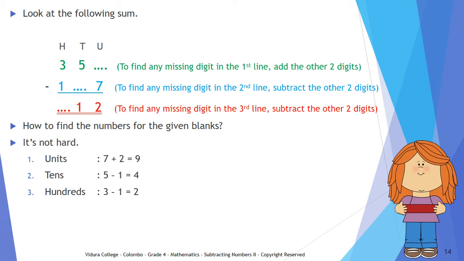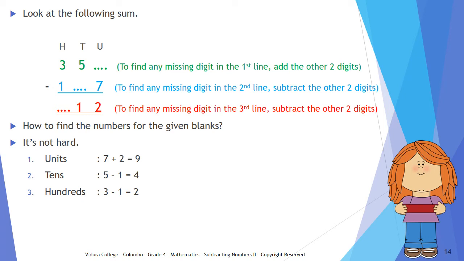Okay. Now moving to the blue color line. To find any missing digit in the second line, subtract the other two digits. What are the other digits now? 5 and 1. So you have to subtract 1 from 5, which is 4. Okay. Then last line, red line, to find any missing number, you have to subtract the other two. That means you have to subtract 1 from 3, which is number 2.